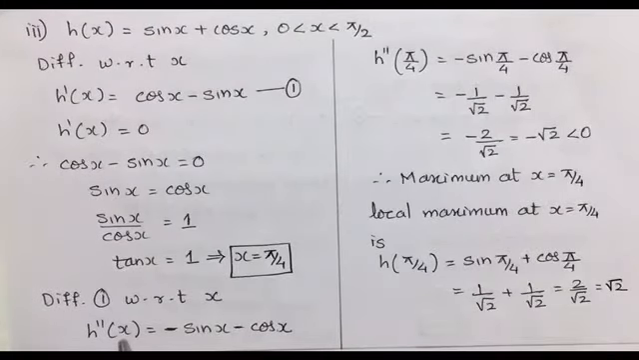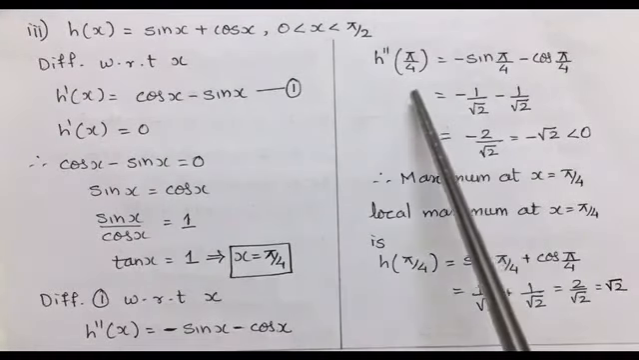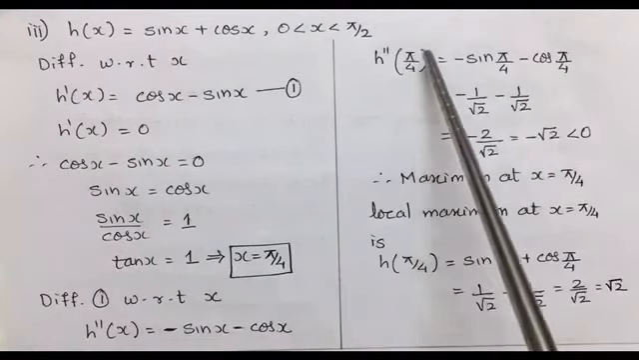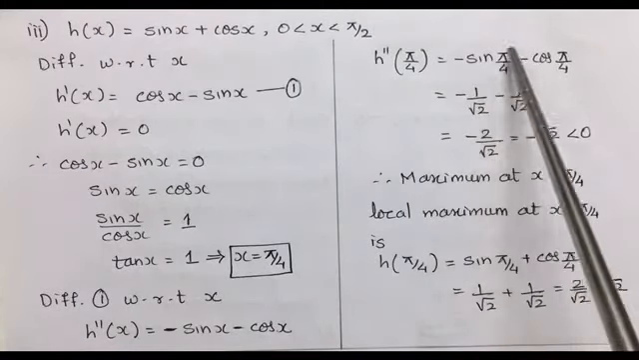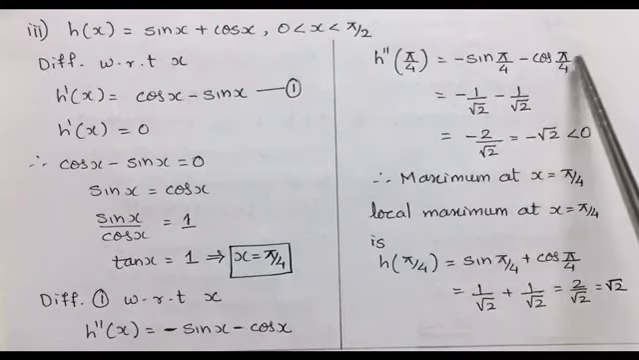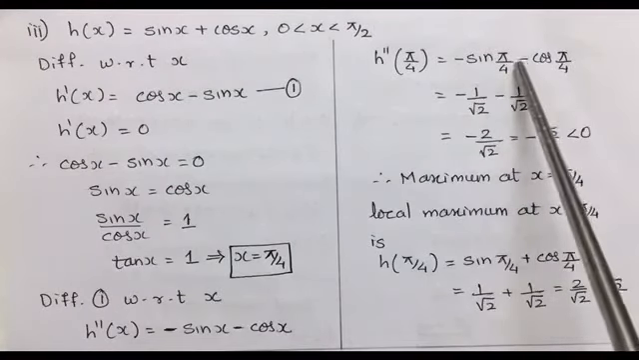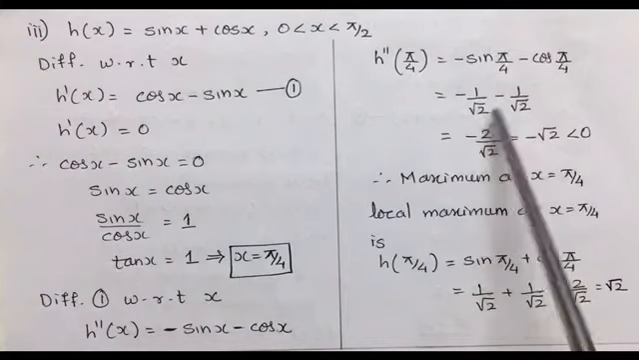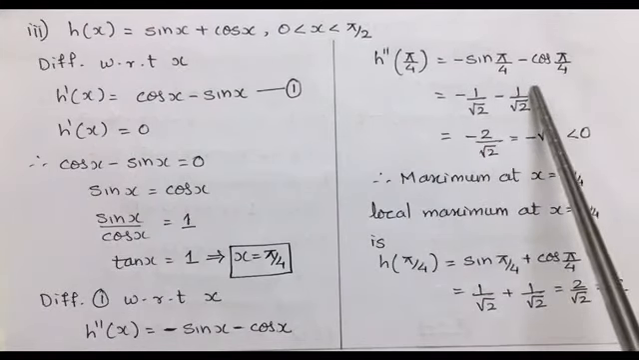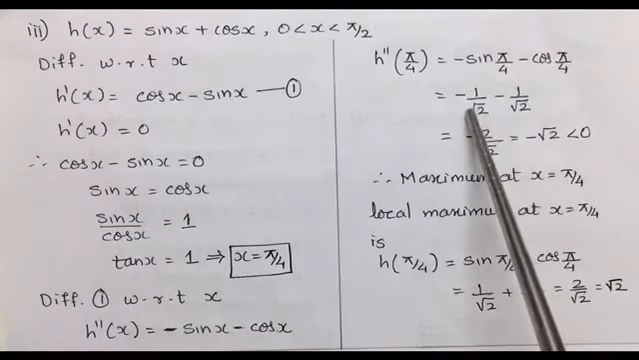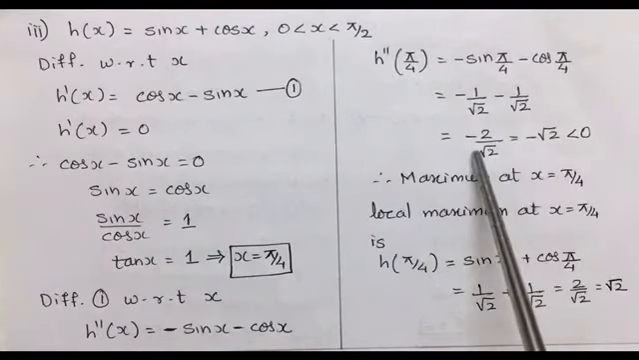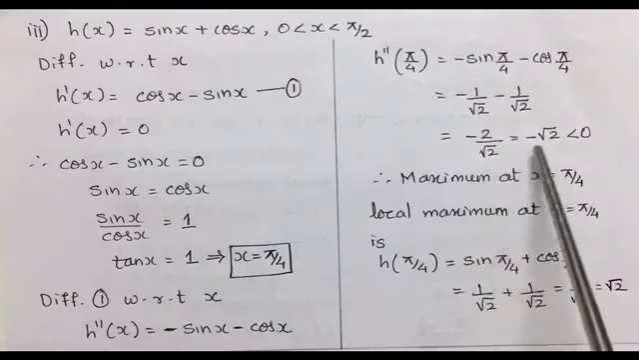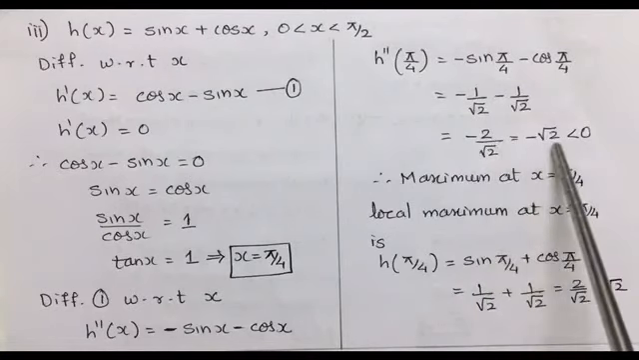Now keeping the value of x as pi by 4 in the second derivative, we get h double dash pi by 4 is equal to minus sin pi by 4 minus cos pi by 4. Sin pi by 4 value is 1 upon root 2. Cos pi by 4 value is also 1 by root 2. So minus 1 by root 2 minus 1 by root 2 gives us minus 2 by root 2. Cancellation gives us minus root 2.